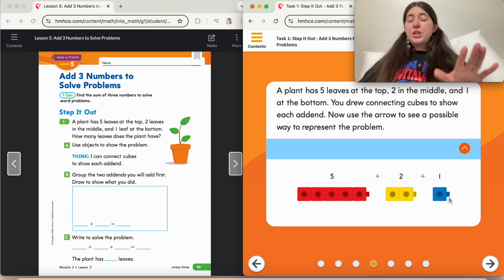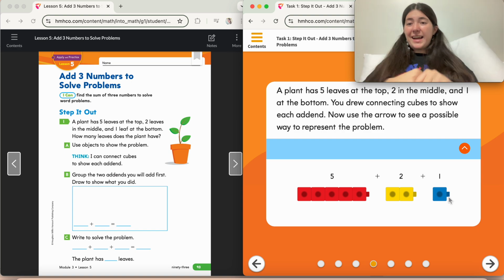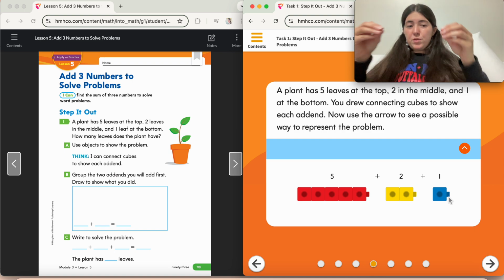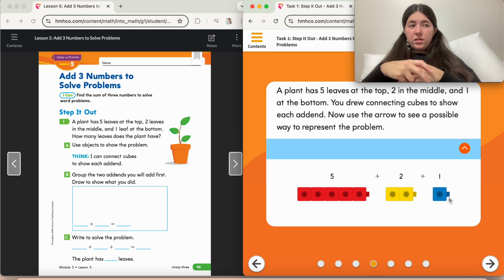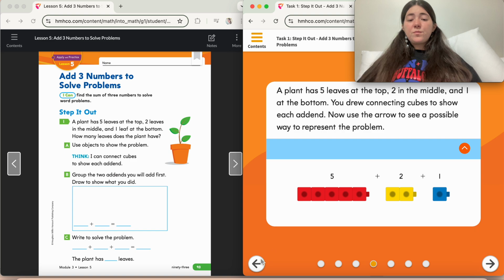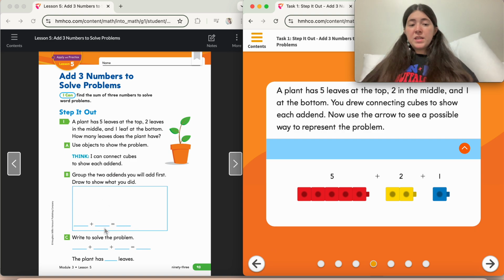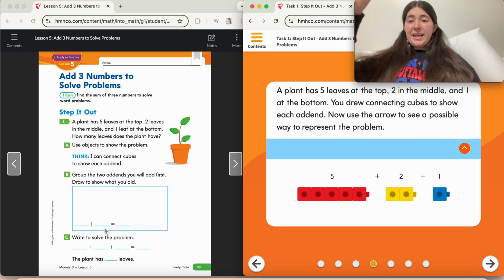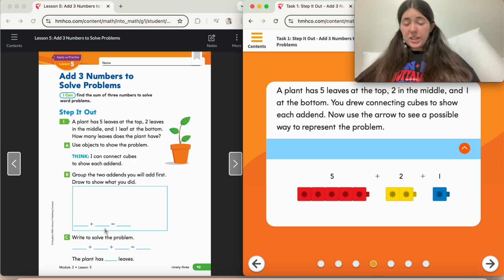Now, what you are going to do is pick 2 groups, so either the group of 5, 2, or 1. You're going to pick 2 of those and connect them together. So now you should have 2 separate groups, one that is real long and one that is shorter. Instead of 3, you have 2. And once you do that, you are going to add them here. So one group of cubes plus the other group of cubes equals however many there are altogether.